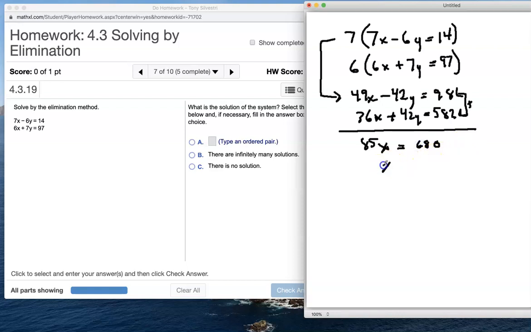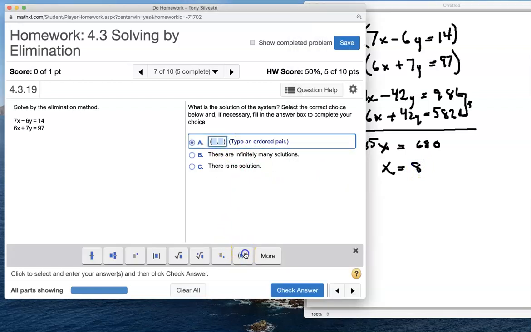Now, if I divide both sides by 85, I bet you we'll get a whole number. I'm going to take my calculator. If it's a whole number, I'm feeling good about this problem. Mathematically, it doesn't have to be a whole number. It's just that they wouldn't be that mean to you, starting in Algebra 1, that you'd get some weird number. I get the value 8. Okay, so x is 8. That means it's the very first part of that point, 8.